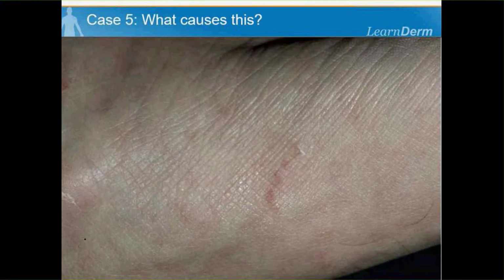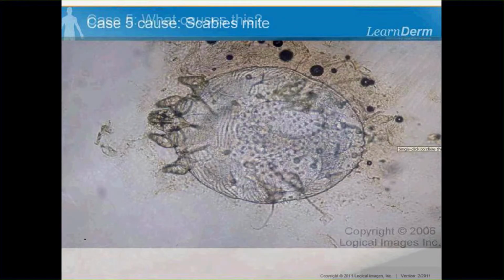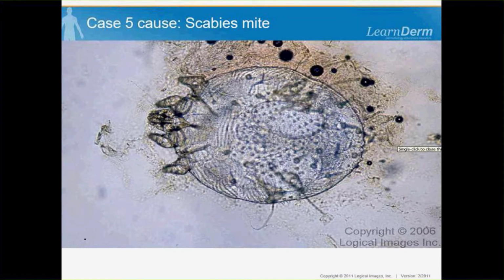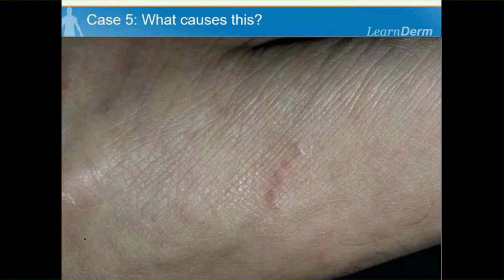So the next picture is the side of a foot where there's a little snake-like, curvy, thin little line of a plaque on the side of the foot. And so that is caused by this. So this is a picture of the scabies mite. The scabies mite travels right underneath the stratum corneum and causes this little tunnel that we call the burrow.